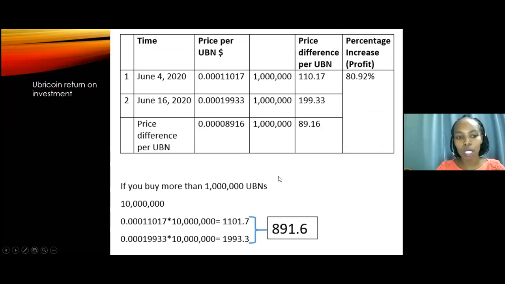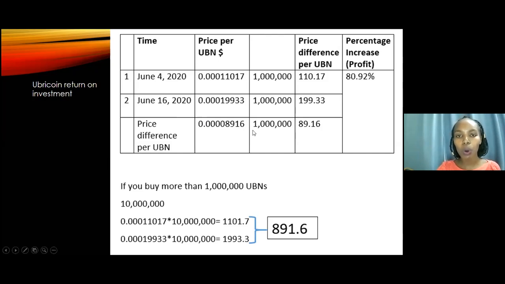Then this is what I wanted us to cover today, and it's Ubricoin return on investment. As I showed you from the CoinGecko graph, I took the price of Ubricoin on the 4th of June 2020, and the price was $0.0001117. And then I also took the price of Ubricoin on 16th June 2020, and the price was $0.000199933. So I took a scenario. If you bought Ubricoin on June 4th, and then sold the same Ubricoin on June 16th, for one Ubricoin, you would have made $0.00008916.